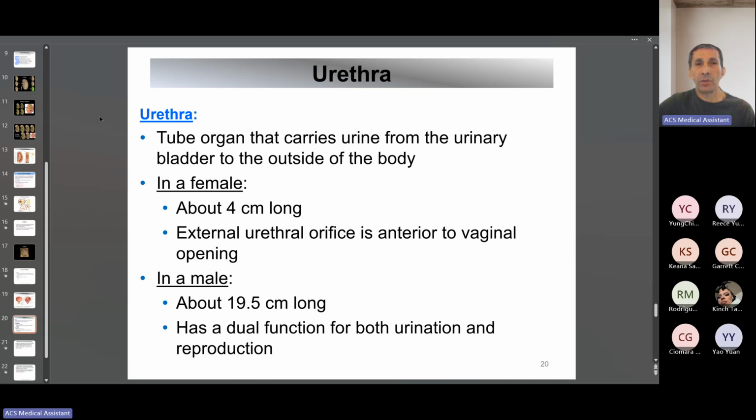Any questions about these structures of the urinary system? Any question at all?